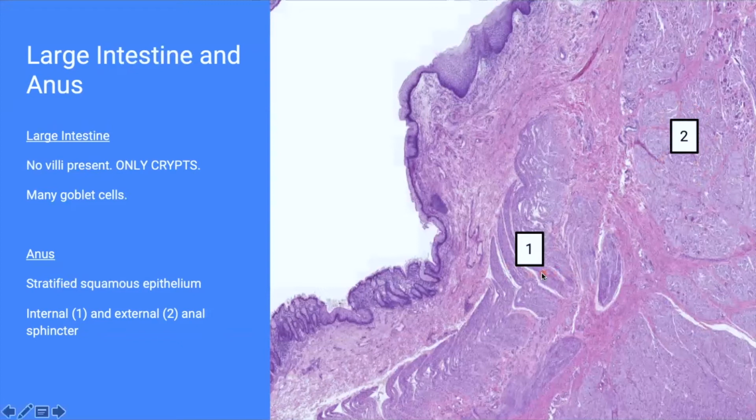So based on that knowledge and our structure-function relationships, we would expect to see that number 1, our internal anal sphincter, is composed of smooth muscle, as opposed to number 2, which is under voluntary control, would be made up of skeletal muscle, which is what we see if we were to zoom in. So number 1, our internal anal sphincter is composed of smooth muscle fibers, whereas number 2 is composed of skeletal muscle, which allows us to control the defecation process. Alrighty.